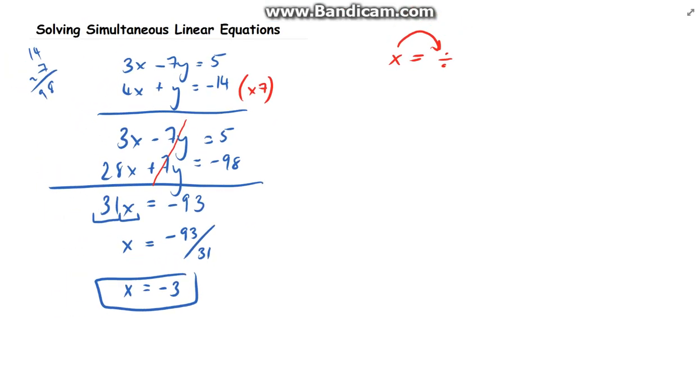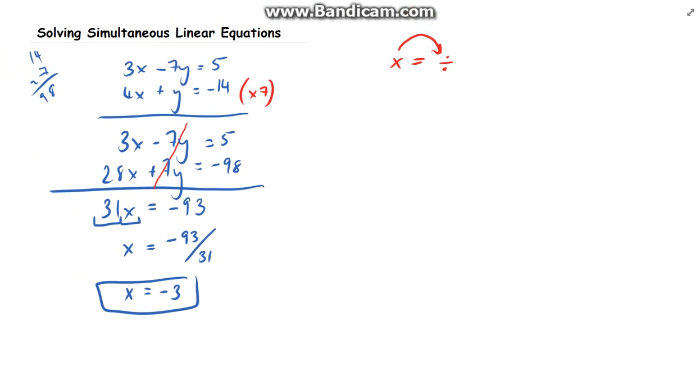Now, in order to find our y value, all we do is sub this value, x equals minus 3, back into one of your initial equations. It doesn't matter if you pick the top line or the bottom line, but you sub it back into your equation, and that should help us to find the y value. So I'll pick the first one. 3x minus 7y was the equation, equals 5. I know that my x is equal to minus 3, so I'm going to sub that in.